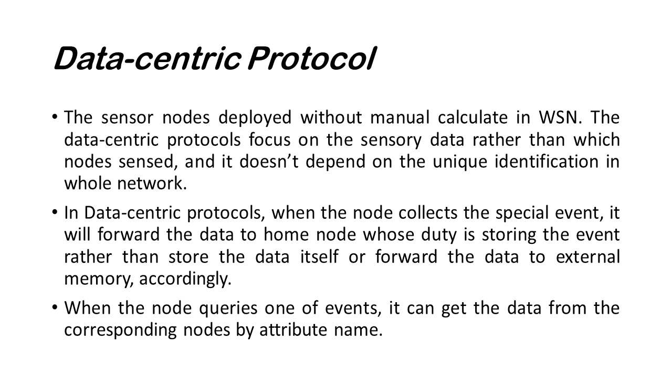The data-centric protocols focus on the sensory data, rather than which nodes sensed, and it doesn't depend on the unique identification in the whole network. In data-centric protocols, when a node collects a special event, it will forward the data to the home node, whose duty is storing the event, rather than storing the data itself, or forwarding the data to external memory, accordingly. When a node queries one of the events, it can get the data from the corresponding nodes by attribute name.